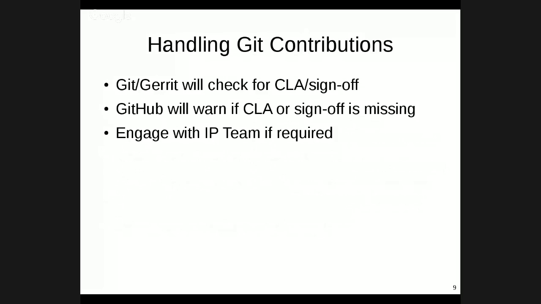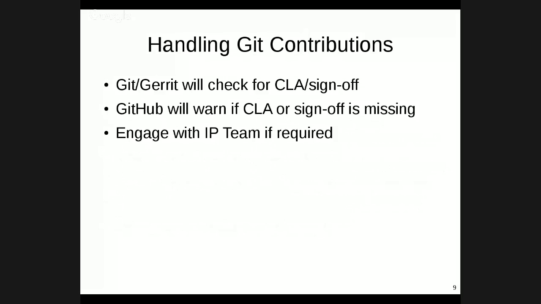The Gerrit and Git systems that we run for projects do some checks. Our Git instance and Gerrit instance on the various Eclipse Foundation forges check for the CLA and sign off. If you attempt to push commits to Git, and one of those commits in your commit chain is from a non-committer, sorry, I guess back up.